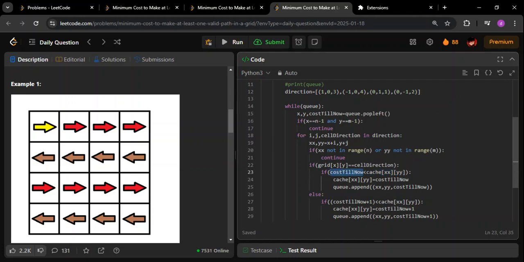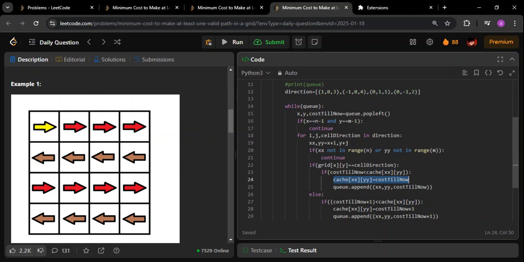Are you getting this point? The idea here is, if we have already visited double x double y with a lower cost, we should not enter with a higher cost again. As simple as that. So I'm checking whether the cost with which I will be entering double x double y is less than the cached value. If so, we are fine and we can enter again. Otherwise we should not enter. So I'm just updating the cached value.